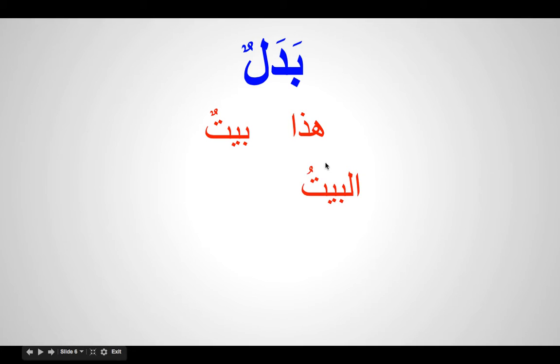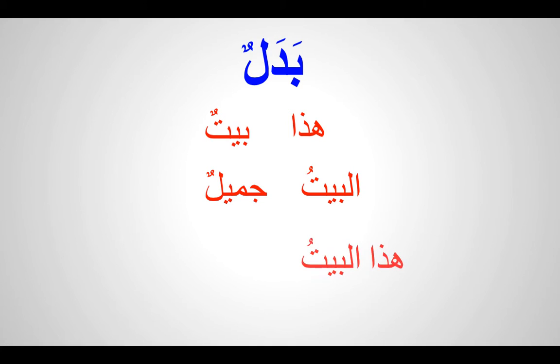So if I bring another mubtada, which is al-baytu, it's definite because you have al and one dhamma. So we're saying the house, al-baytu jamilun. Al-baytu jamilun means the house is beautiful. So here we have this is a house, and we have the house is beautiful. So if you want to say this house, how do we say? We say hada al-baytu jamilun.